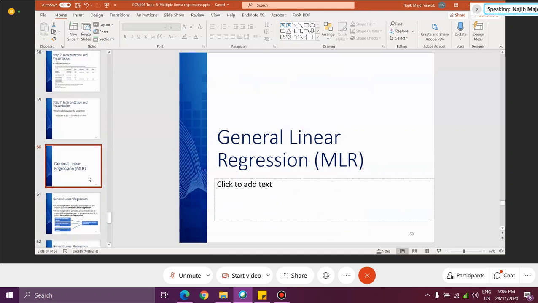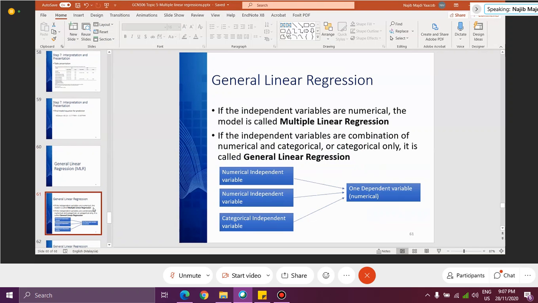General linear regression is an extension of multiple linear regression. Some people still call it multiple linear regression analysis, but it is actually a general linear regression analysis. The GLR is a multiple linear regression model with one or more categorical variables in the model.